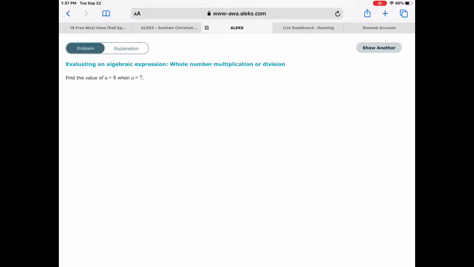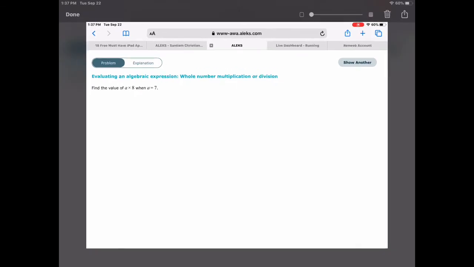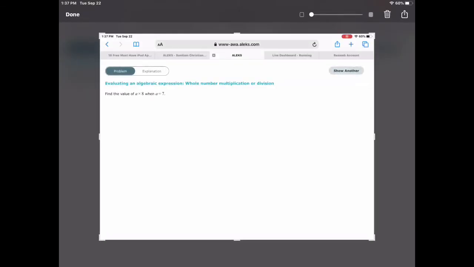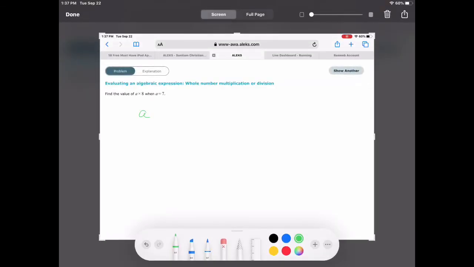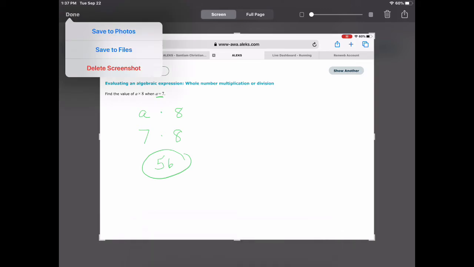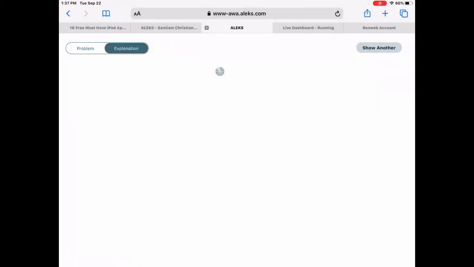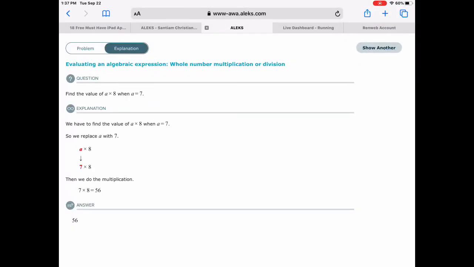Next problem. We're going to evaluate now a times 8 when a equals 7. So we're just going to plug in a 7 instead of a. There we go. Their explanation.